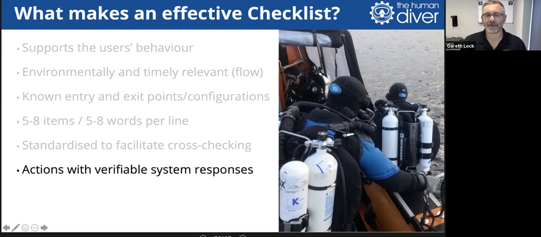Actions with verifiable system responses. And by that, I mean, when you say SPGs, what are you expecting? Or if you say check PO2, what are you expecting?